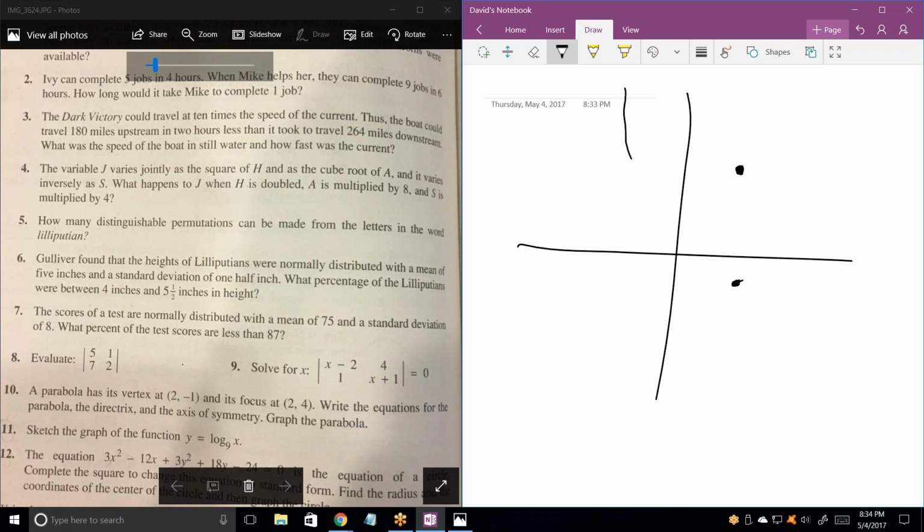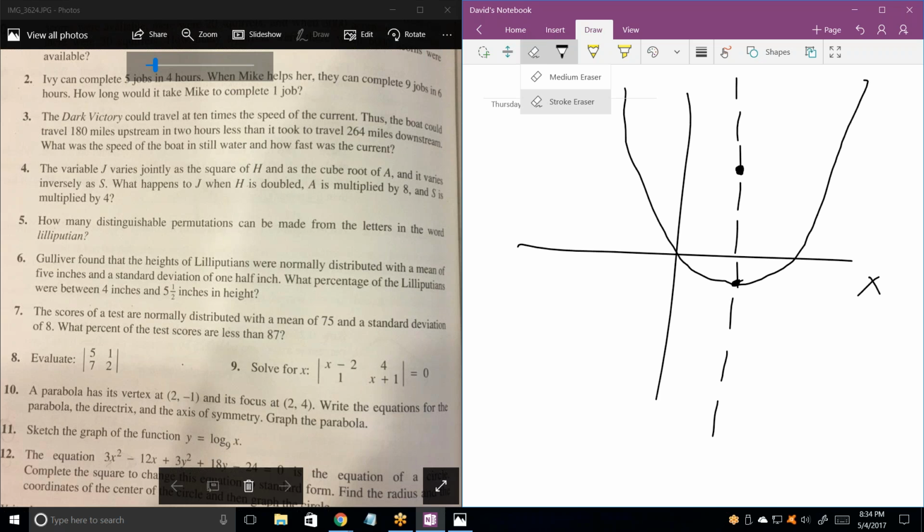In other words, the focus is always on the same line as the line of symmetry. The line of symmetry goes right down through the vertex, like that. And the focus is always on that line. So if my focus would have been over there, then it would have been a parabola that opened to the right. You with me? Yes, I am. Okay. So that's what we know.